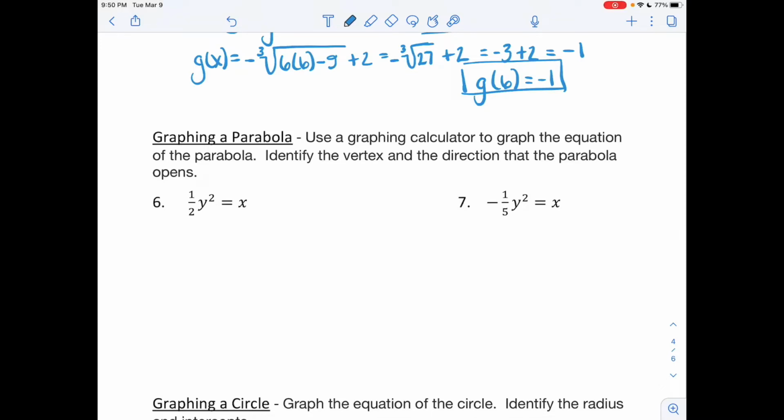We're going to talk about graphing some parabolas next, which seems weird when we're talking about graphing radical functions. Basically, what we're going to do is take this equation and solve it for y. And once we do that, we will be able to graph using our graphing calculator. So we want to solve for y.